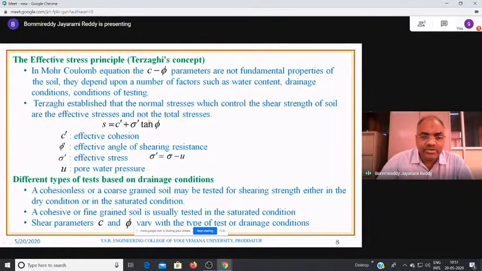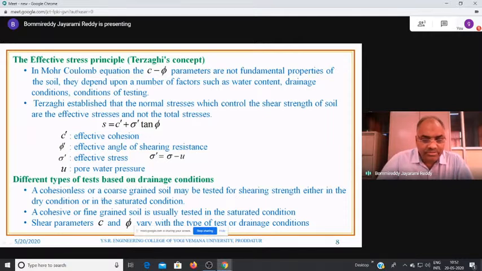By substituting all these effective parameters, you will get the effective shear strength of the soil, and this theory was proposed by Terzaghi. So there are three theories: one is Mohr's theory, then the Mohr-Coulomb theory, and the extension of that is Terzaghi's effective stress principle concept. Now coming to the different types of tests based on the drainage conditions.